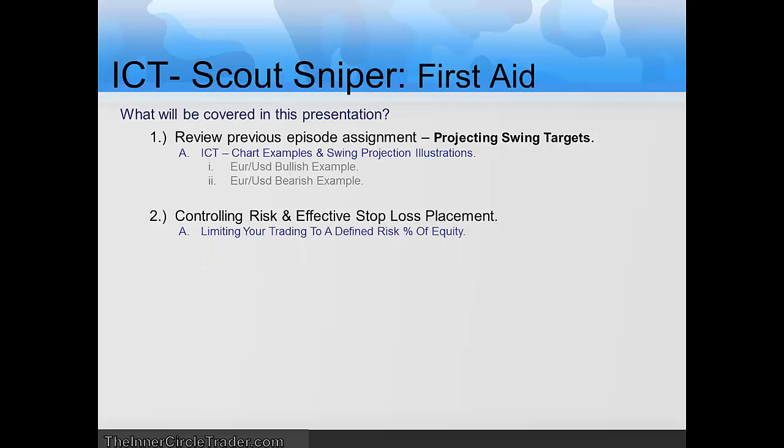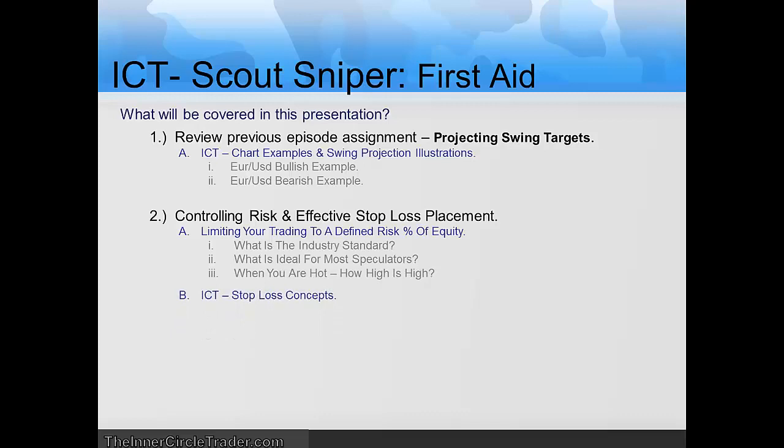We're going to be looking at the concept of limiting your trading to a defined risk percent of equity. What is the industry standard? What is ideal for most speculators? And when you're hot, how high is high?